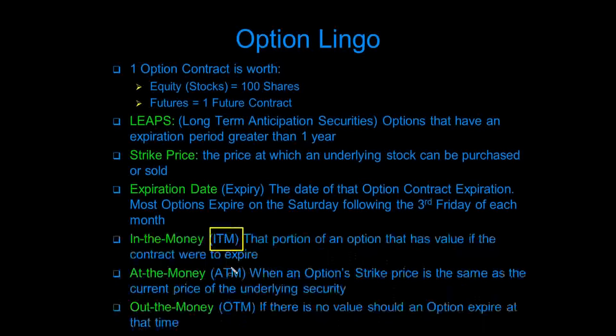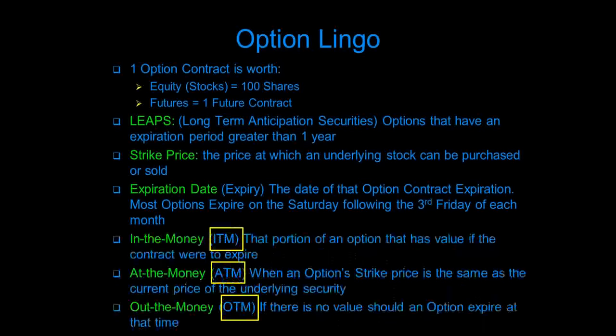At the money is very simple. At the money is simply when the strike price is the same price as the current price of the underlying. That's an at the money option. And then, of course, out of the money, and again, they vary for puts or calls, and I'll show you here in a minute. Out of the money means there is no intrinsic value in an option contract. There's no intrinsic value at all.